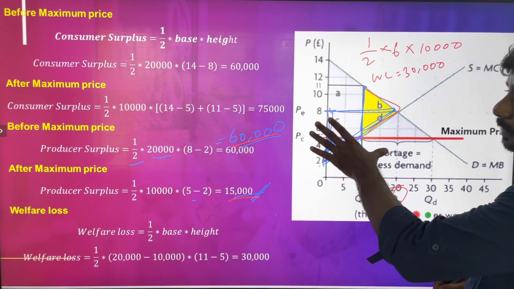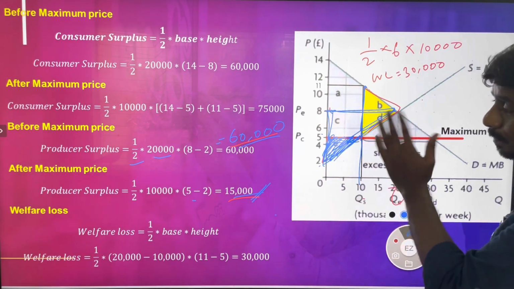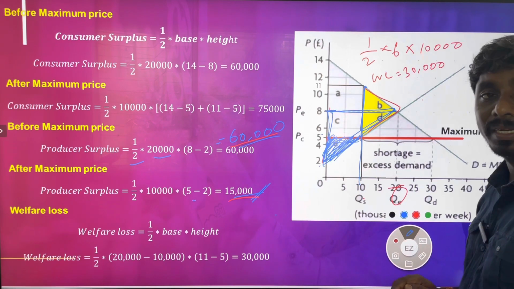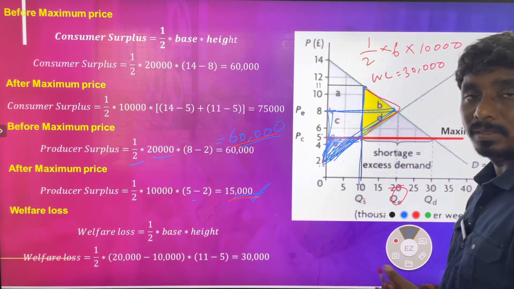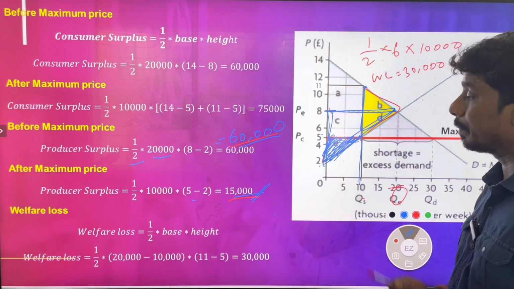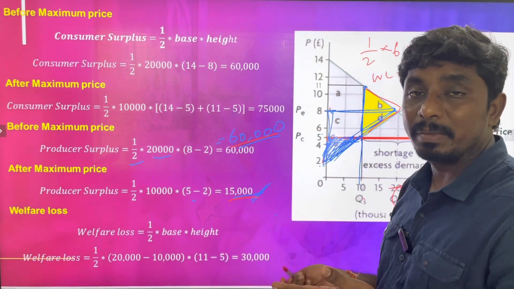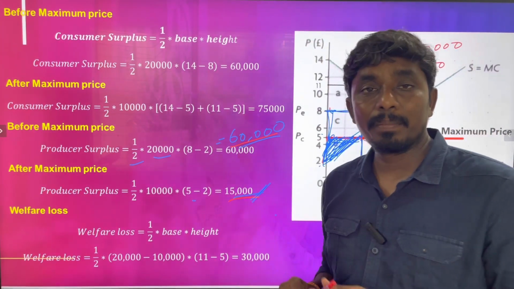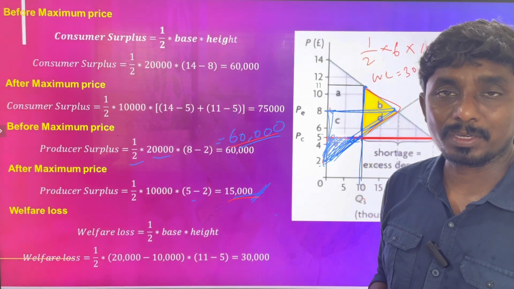Before the maximum price, there was no such welfare loss, and after setting up the maximum price, welfare loss is created. So that is what we are saying. It is inefficient resource allocation and also a negative welfare loss to society. When the maximum price is set, one party, the consumer, is better off, but meanwhile producers are worse off. Okay, so that's it for the maximum price concept. We'll move on to the minimum price in the next part of the video. Thank you.